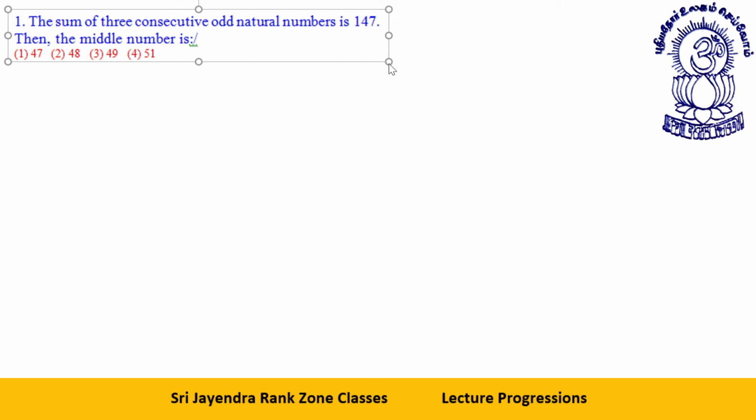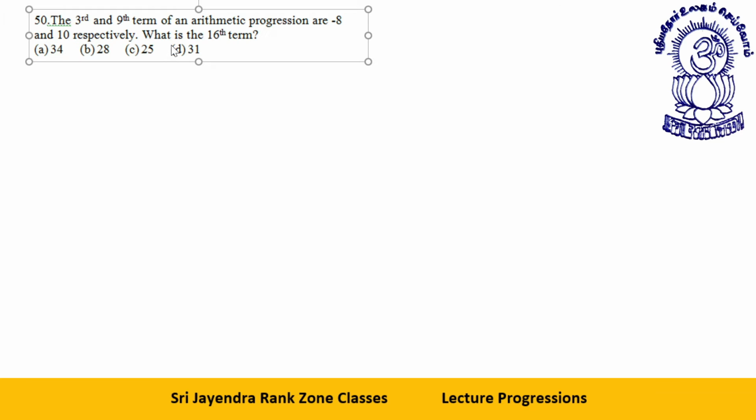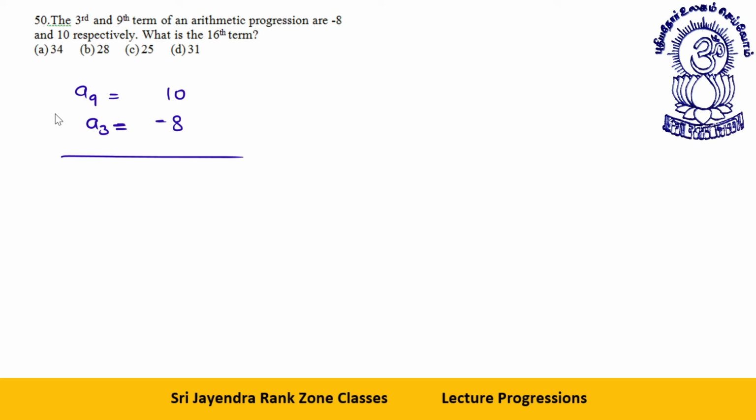The third and the ninth term of an AP are given. What is the 16th term? See, dear students, what is A3? A3 is minus 8. A9 is 10. The difference of these two, this minus this, will be 6D.